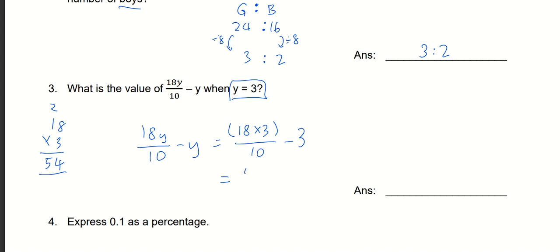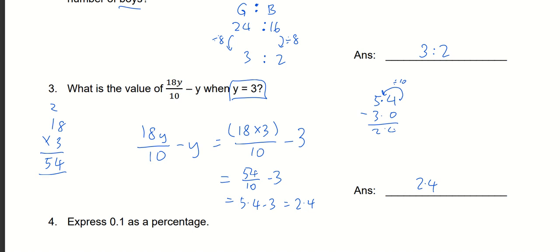54 divided by 10 minus 3. That's 5.4 minus 3. There will be 2.4. Right? Okay, because 54 divided by 10, I bring the decimal point, division of the whole number by 10, you get a decimal point, and then minus 3, you get 2.4.